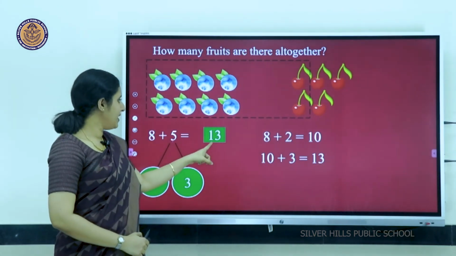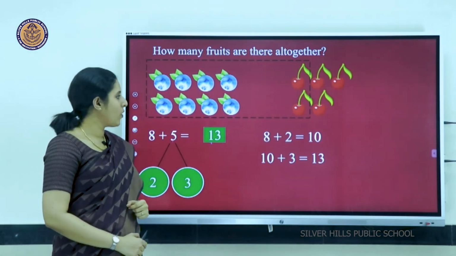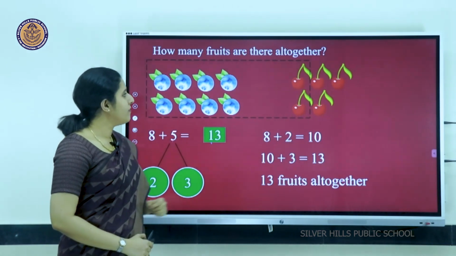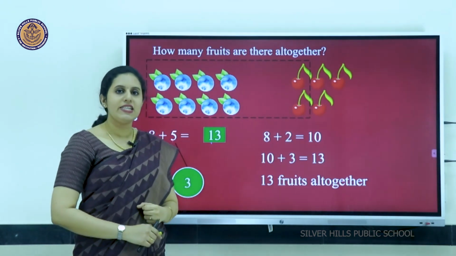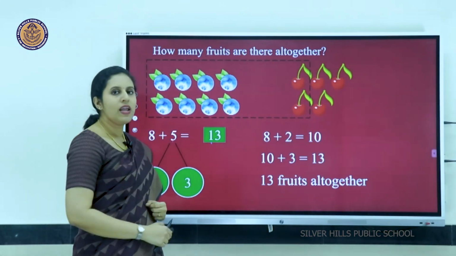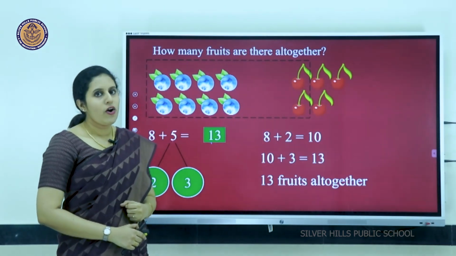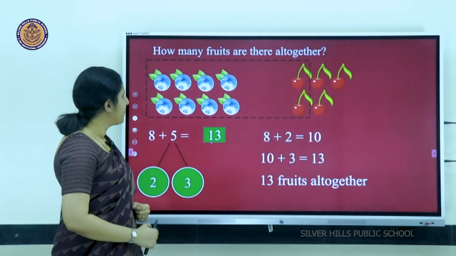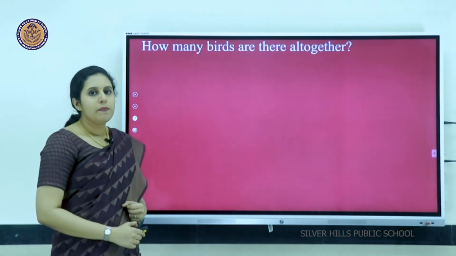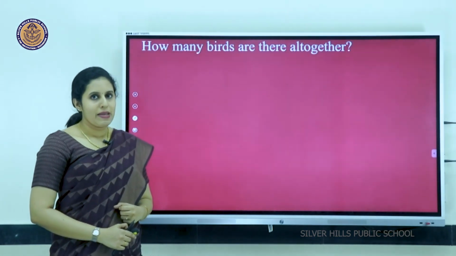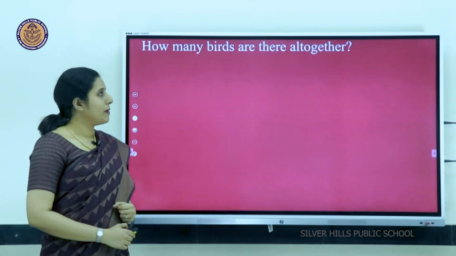That answer you write here: 13 fruits altogether. 13 fruits altogether is the answer to this question. I hope this is clear to all of you. Now let's see another problem of the same type, the same kind of problem.